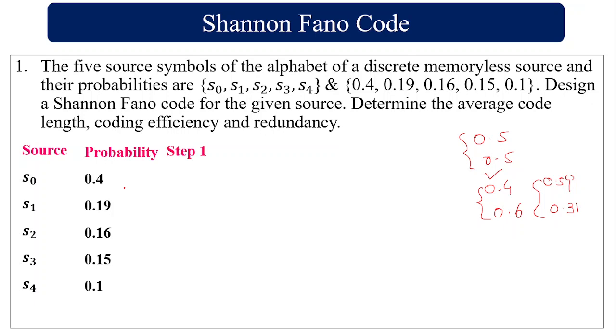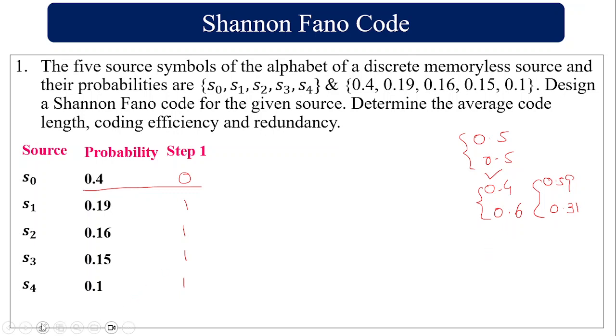So the first step is to divide it into 2. I'm going to divide this as 0.4 and then 0.6. After dividing it into 2, I'm going to give 0 to the upper part and 1 to the lower part. Again, in the upper part only one symbol is there, so we'll finish that one. And here you have the 0.6 part, which should be divided into two equiprobable parts.